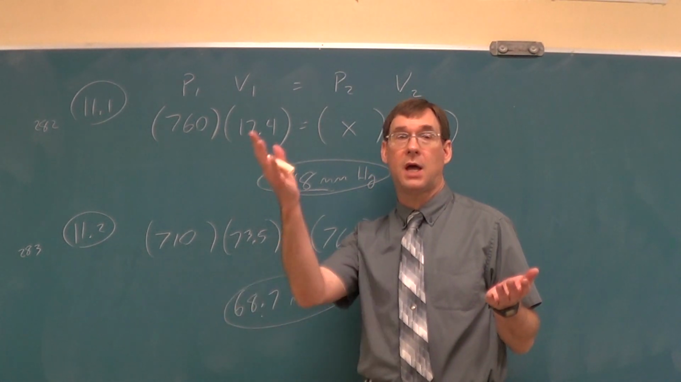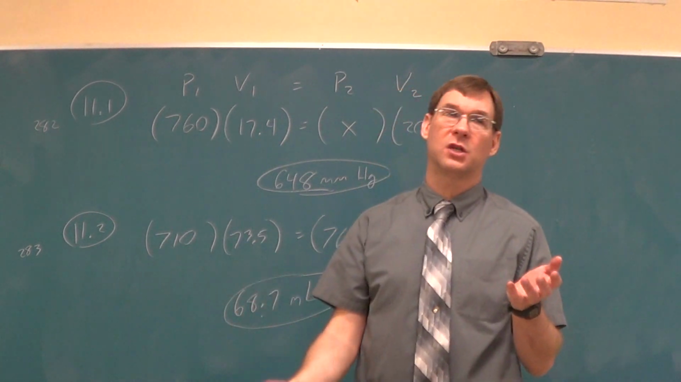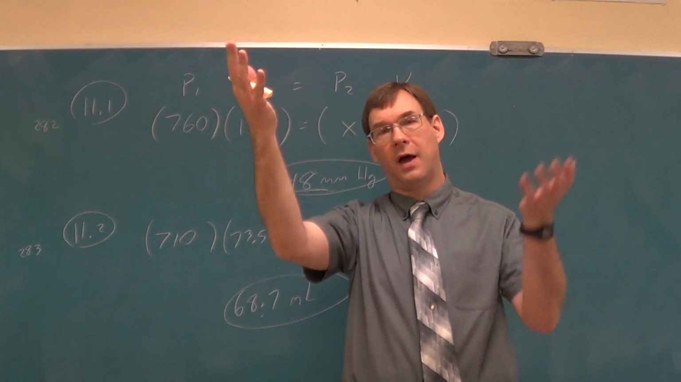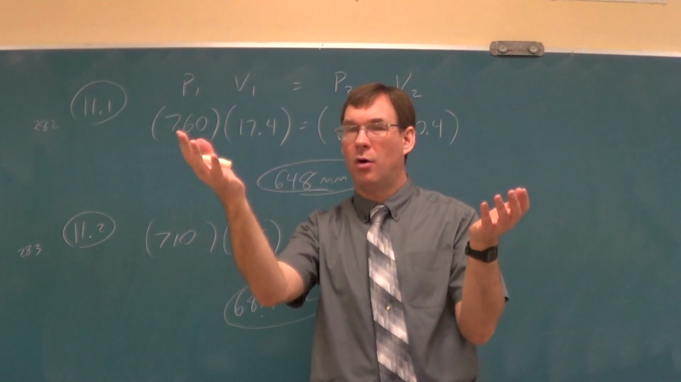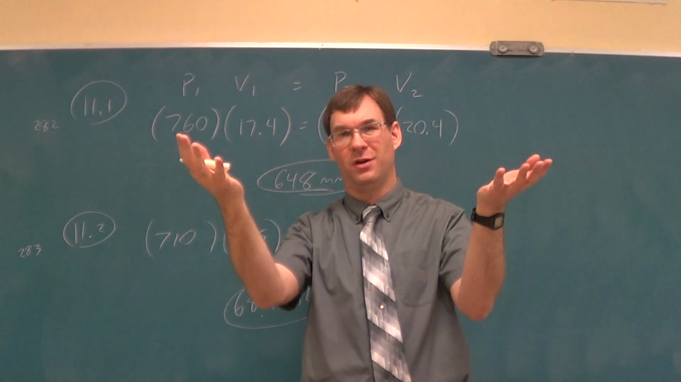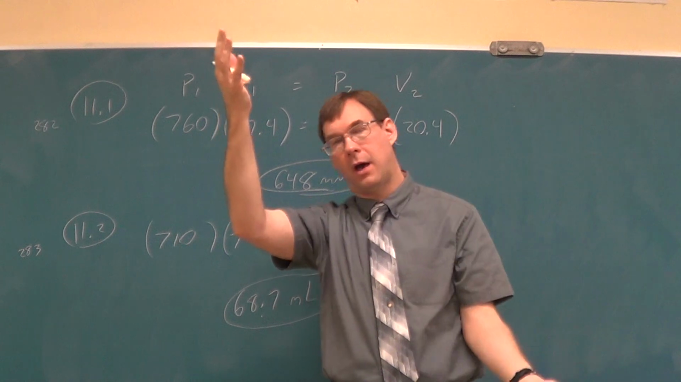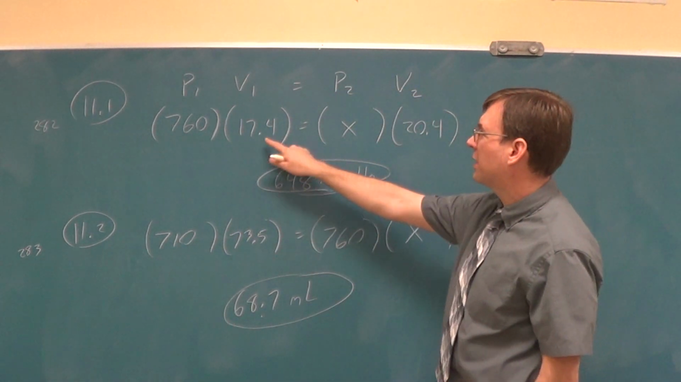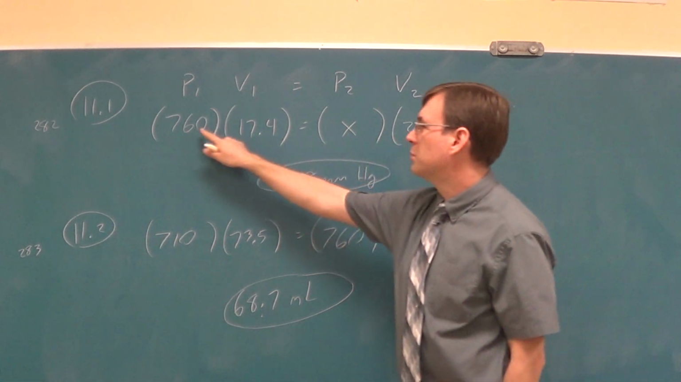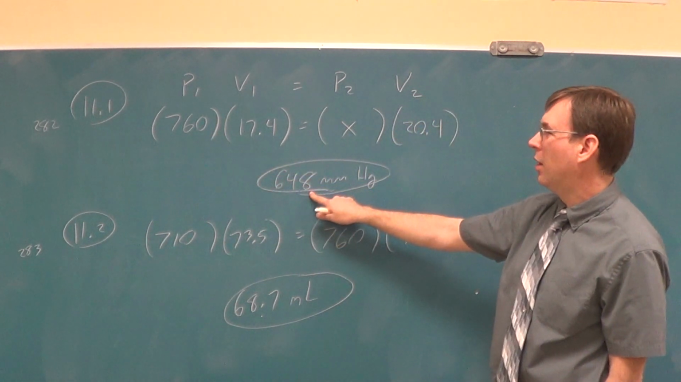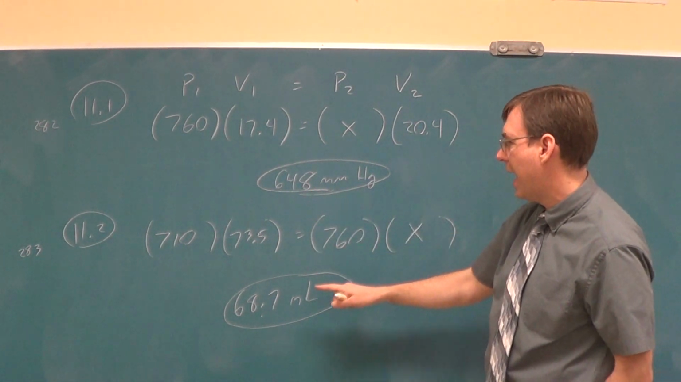If you want a quick check, go back to the word inversely. Inversely means if one of them goes up, the other goes down. If one exactly doubles, the other would exactly go half. But if one goes up a little, all you know is the other should go down a little. Or if one went up a lot, the other goes down a lot. So for a common sense quick check, the pressure went up a little, from 710 to 760, so the volume went down a little, from 73.5 to 68.